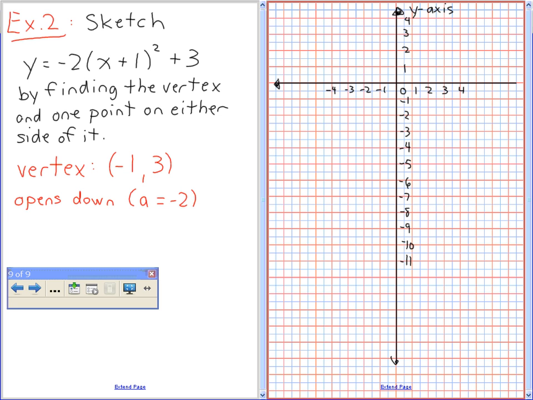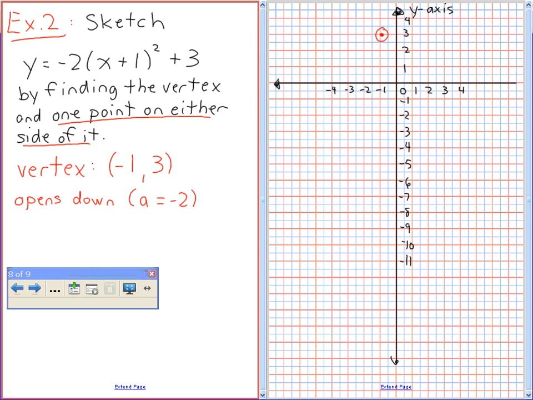All right, so I'm going to put here -1 and 3 as my vertex, which is way up here. There's a nice red point at -1 and 3. Remember, the vertex is the highest point on the graph. And it says it opens downward, so the graph is going to look something like this. Now, the problem is I don't really want the graph to look like that, so I want to undo that graph. Look at the magic of technology. Boom, it's gone. The next part says, and 1 point on either side of it. So what I'm going to do is find 1 point to the left of -1 and 1 point to the right of -1.